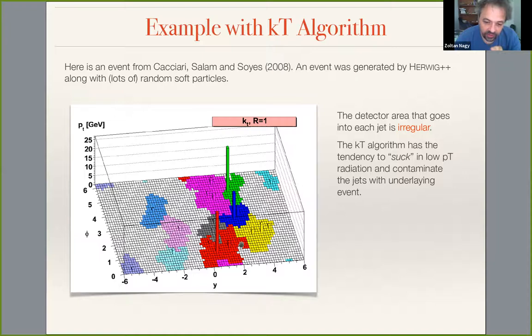But one interesting thing: this is not some kind of circular, cone-like shape. It's a very irregular shape that the KT algorithm produces. And actually, it's not really a surprise, because the KT algorithm has the tendency to suck in this low radiation and also contaminate the jet with underlying events. So it even sucks up these soft radiations from the beam pipe, and it could be a problem when we try to tune hadronization models and understand underlying event, pileup and all sorts of things.